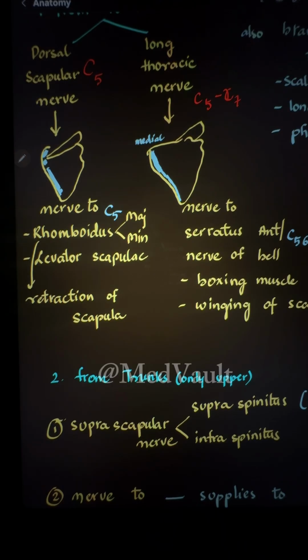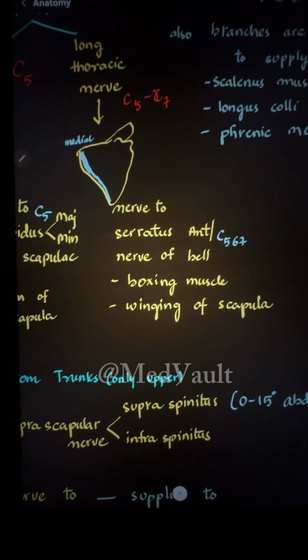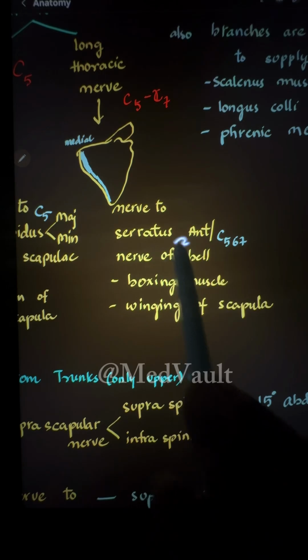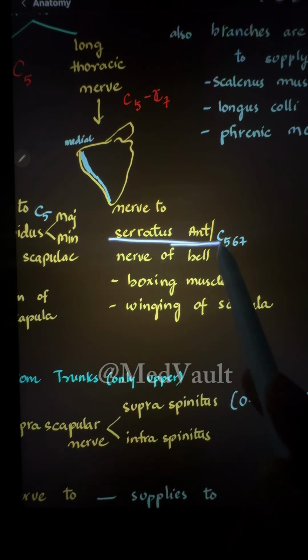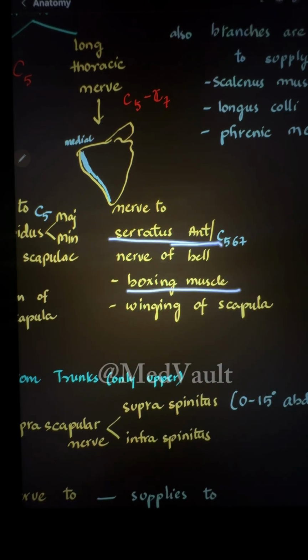Next we have the long thoracic nerve. The long thoracic nerve supplies the muscles present on the medial border of the scapula. The long thoracic nerve is also called the nerve of Bell, and it supplies serratus anterior. The serratus anterior muscle is also called the boxing muscle and it prevents winging of the scapula.